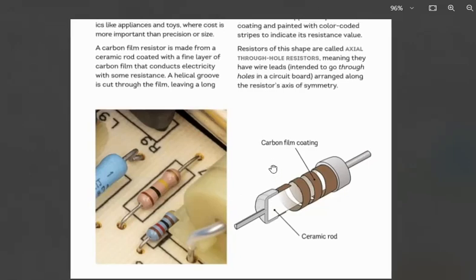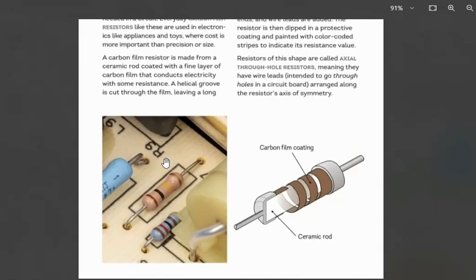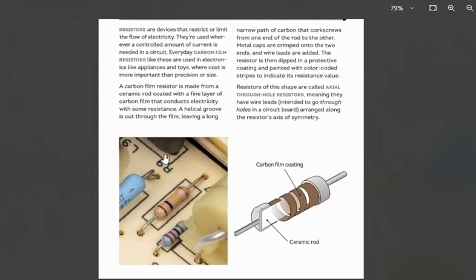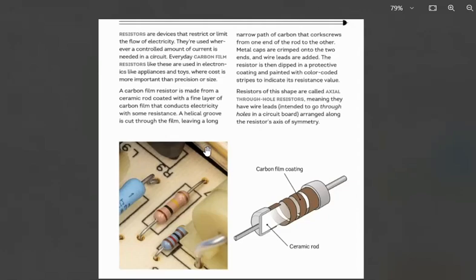It slows down the flow of electricity in a circuit, in the same way traffic lights slow down the cars. And if I talk about how it works, it's made up of a ceramic rod with a thin layer of carbon on it. This carbon acts like a narrow path for electricity to travel. The longer and narrower the path, the more it slows down the electricity. And if I talk about where we can see it, we can see these in our TVs, computers, and even in our toys.